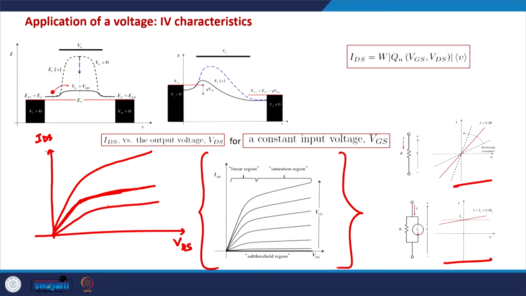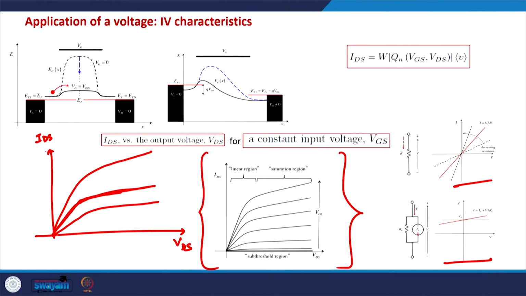And when VGS is smaller than the threshold voltage, there is not enough charge in the channel to conduct, and in that case this current is extremely small. So the current typically looks like this. That is the case when VGS is less than VTH.